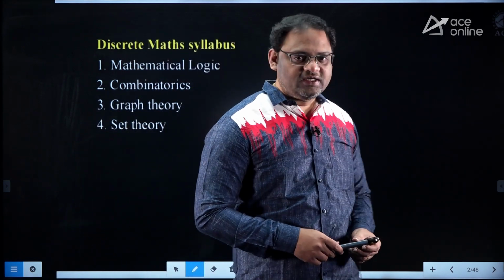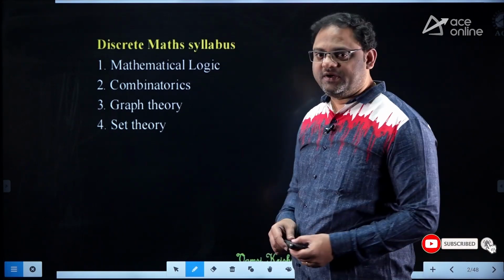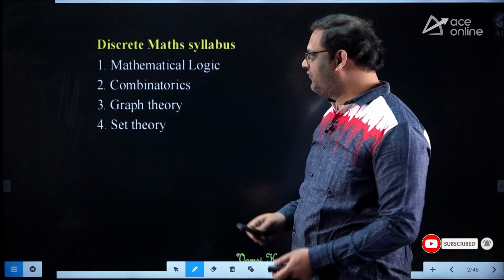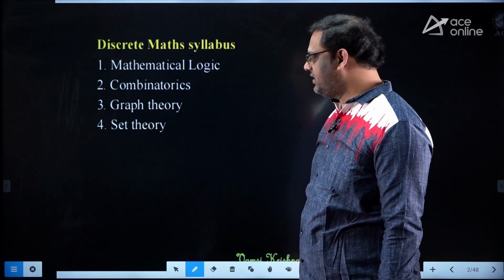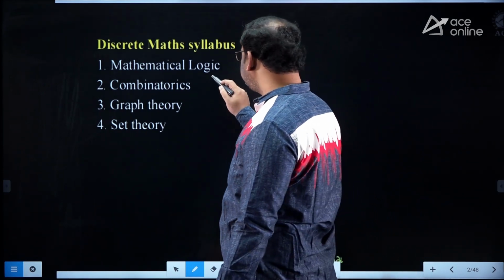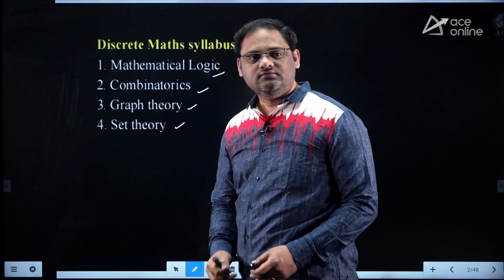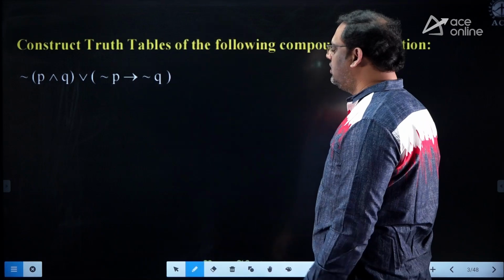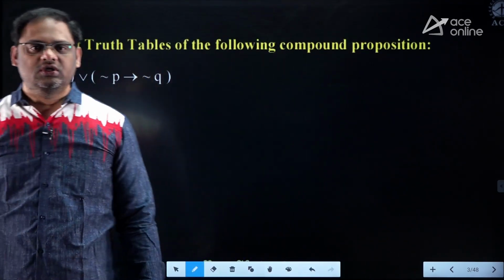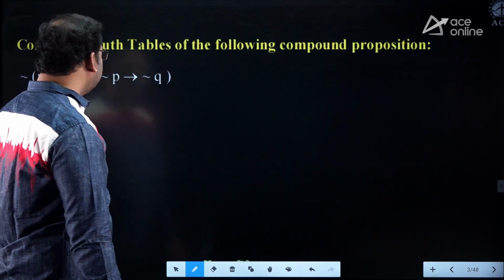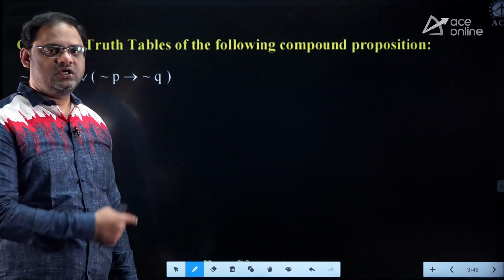Let us discuss, let us revise the concepts of discrete mathematics. In our discrete mathematics, we have 4 units, right? Math logic, combinatorics, graph theory, and set theory. In this truth table, take this question in propositional logic. Construct the truth table of the following compound proposition.